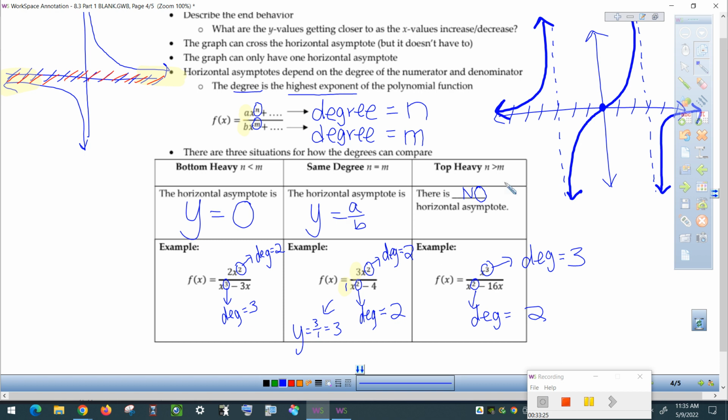All right, there are some problems right down below this that I'm going to have you try. There are 8 new equations there, and you're going to think about what situation it is. Is it bottom heavy? Is it same degree? Or is it top heavy? And then you are going to write the equation for the horizontal asymptote, if there is one. I'm going to take a couple minutes to work through all of them, see how you did.